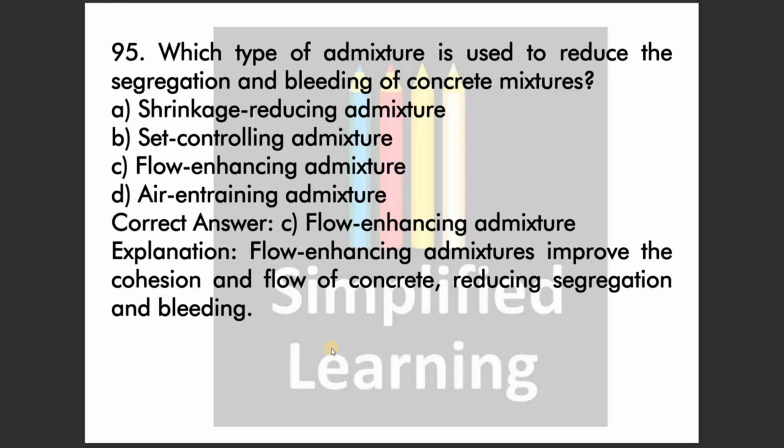Segregation means settling down of content of concrete, that is aggregates are there, fine and coarse aggregates are there, and the layering of concrete is there. And in bleeding, the water comes out to the surface. These problems are called segregation and bleeding respectively.